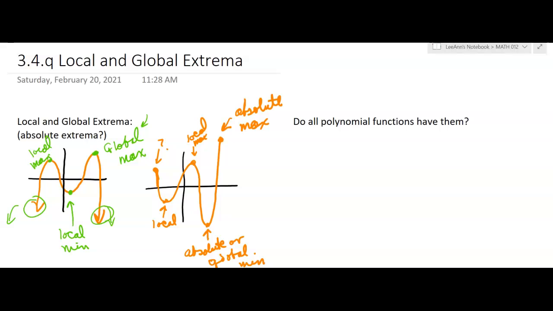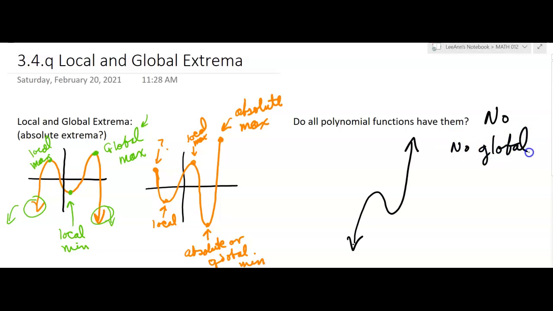Do all polynomial functions have global extrema? No. The answer is no. You could have something like this, and there's no global here. You do have a local max here, and a local min here.